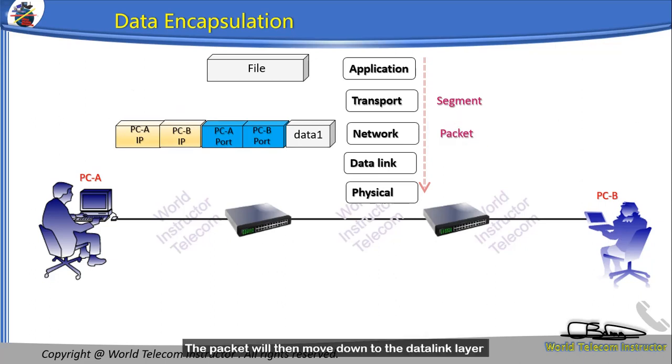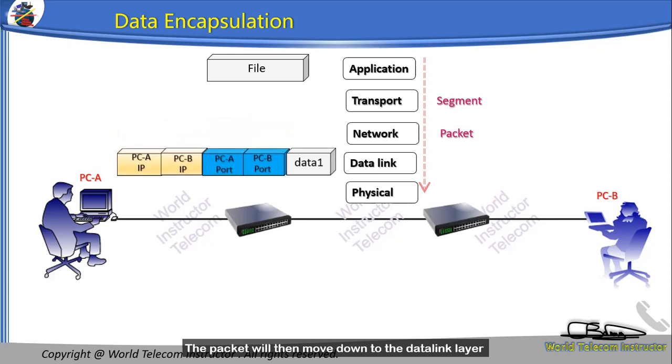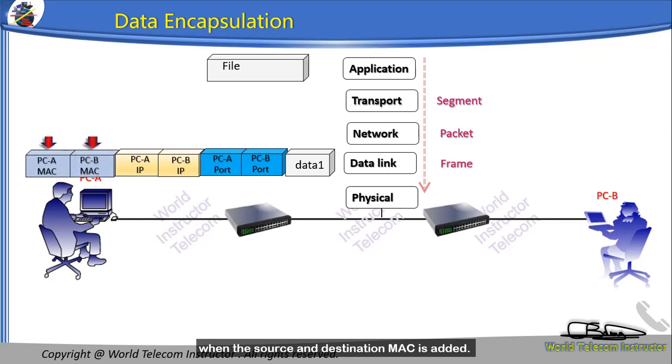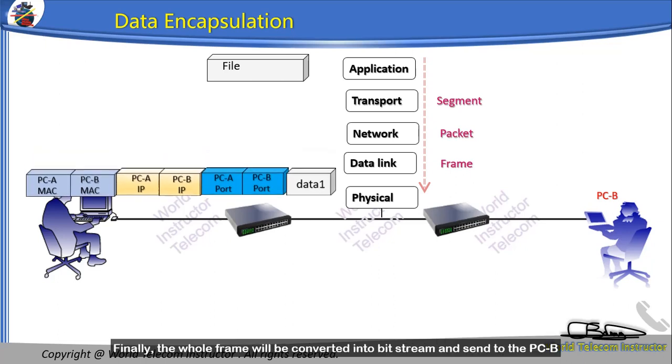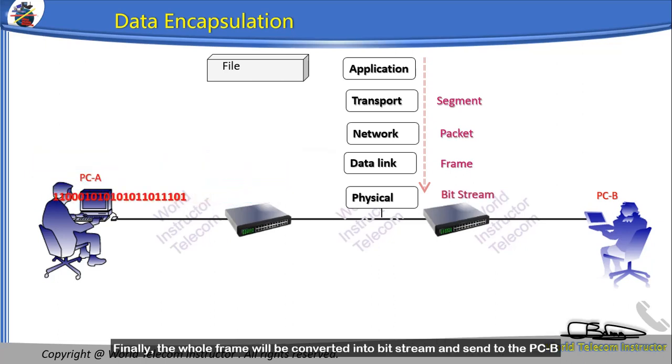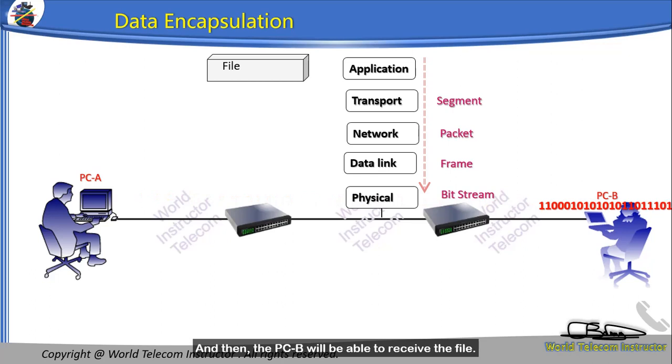And then the packet is also going to be moved down to the data link layer where the source and destination MAC address is added. At this moment, we call it a frame. Before sending a frame to PC B, the whole frame is going to be converted into a bit stream in the physical layer before sending it out to PC B. And then PC B will be able to receive the file.